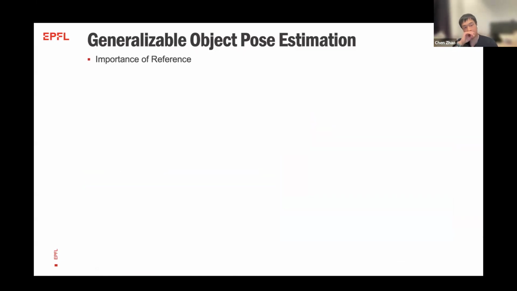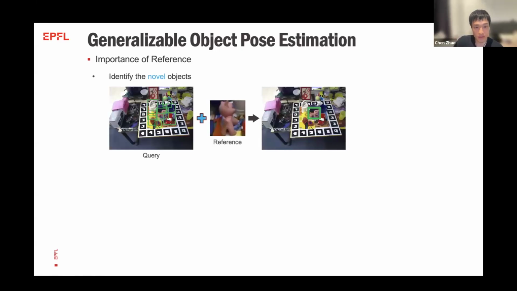And next, I want to mention the importance of the reference, because as I already introduced, it's not that easy to achieve generalizable object pose estimation. To achieve that, we need some kind of reference. First, given a query image, it may contain lots of different objects, and we assume all of these objects are unseen. In this case, without a reference image, we don't know which object we want to target. We don't know which object we want to compute the pose for, right?